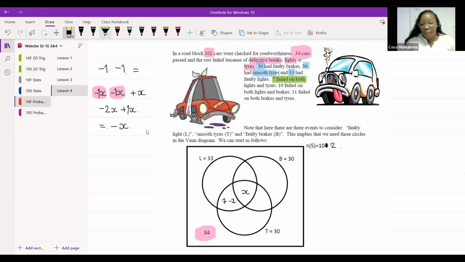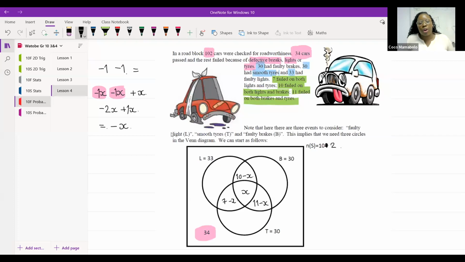What about this part where they say 10 failed on both lights and brakes? We know lights and brakes is over here, but what happens to this tiny little part over here? Okay, Jared, I'm going to explain in just a second. It's going to be 10 minus x. Correct, 10 minus x. Okay, and then it says 11 failed on both brakes and tires. So we know that this tiny part over here will have to be 11 minus x. 11 minus x.